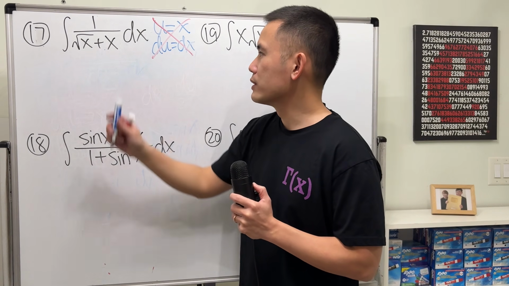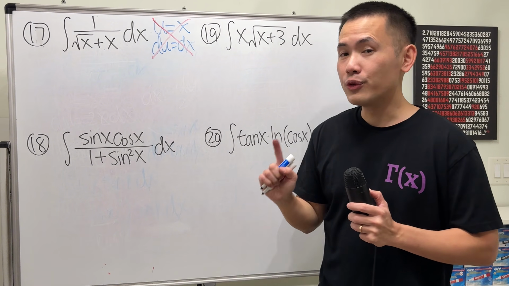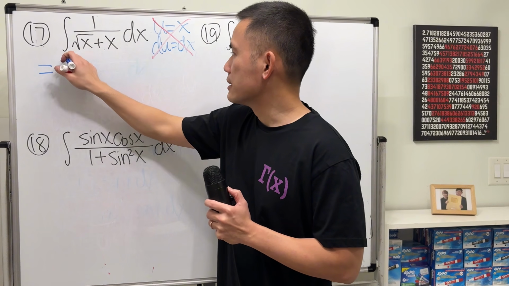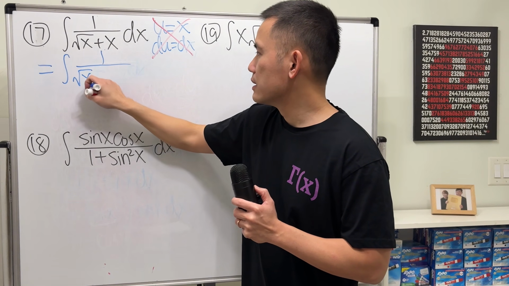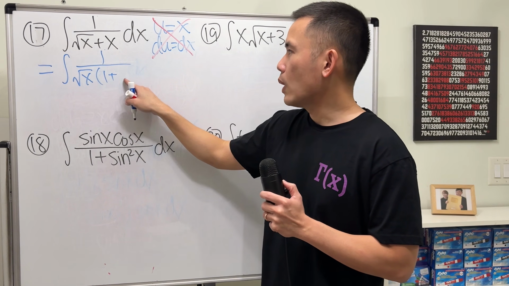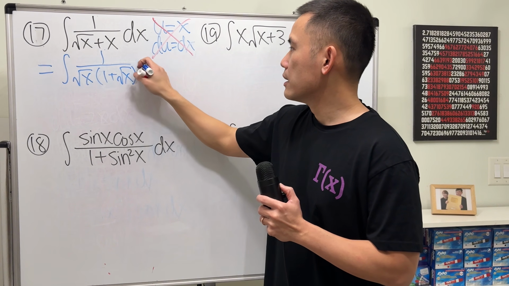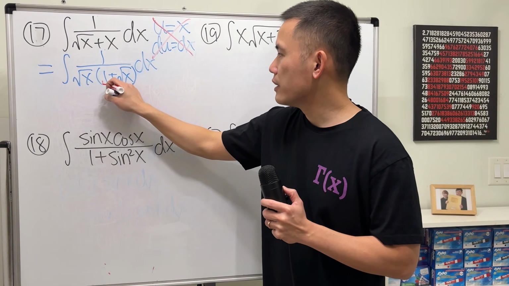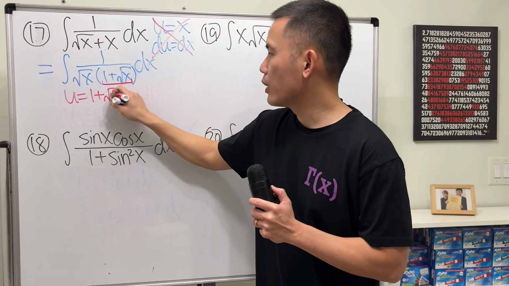But now what though? Maybe you want to let u equal square root of x. Yes, but before we do that, I'm actually going to factor out the square root of x. Let me show you. This is the same as the integral of 1 over, factor out the square root of x, you get 1 plus square root of x times what will be x? The answer for that is square root of x. Have a look. The inner function that I want to make is this right here: u is equal to 1 plus square root of x.